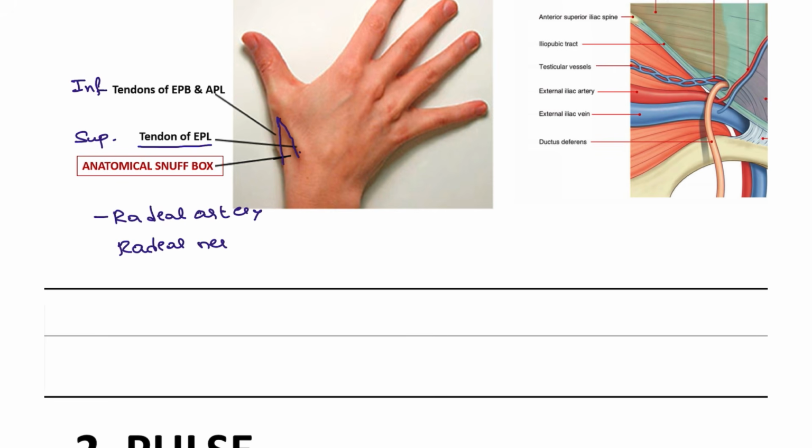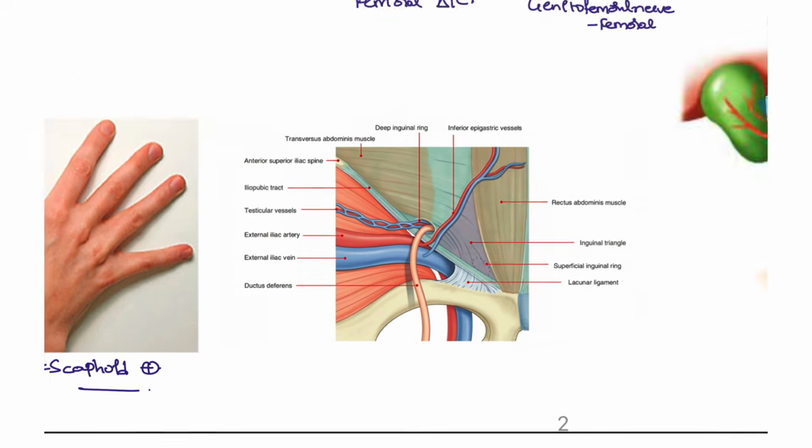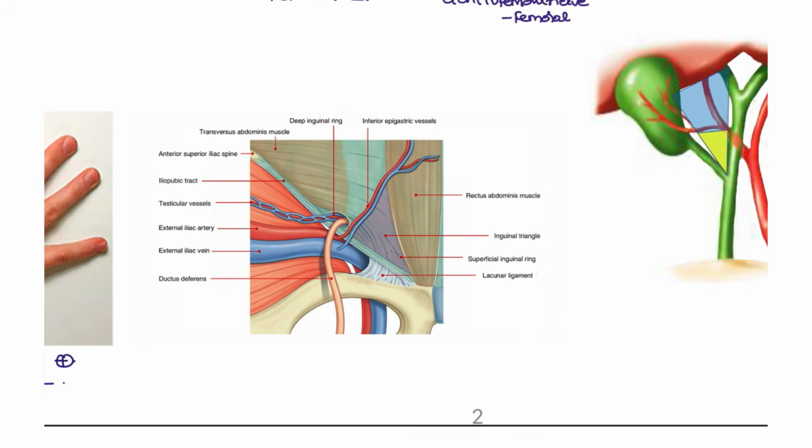These are the two contents that are passing here. If ever there is a fracture of the scaphoid, the patient will be feeling the pain in the anatomical snuff box, right?